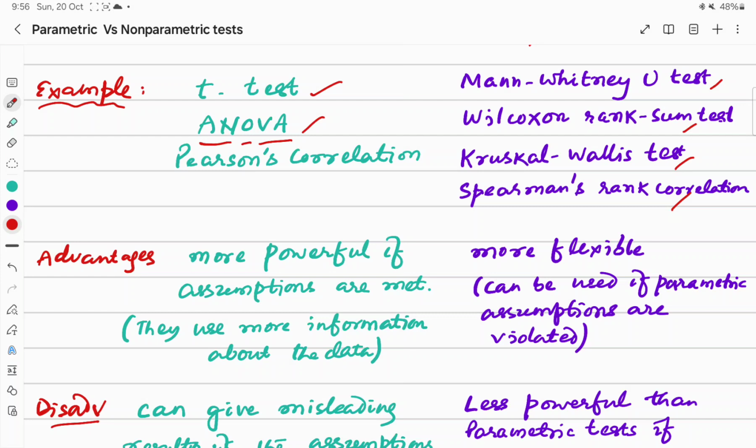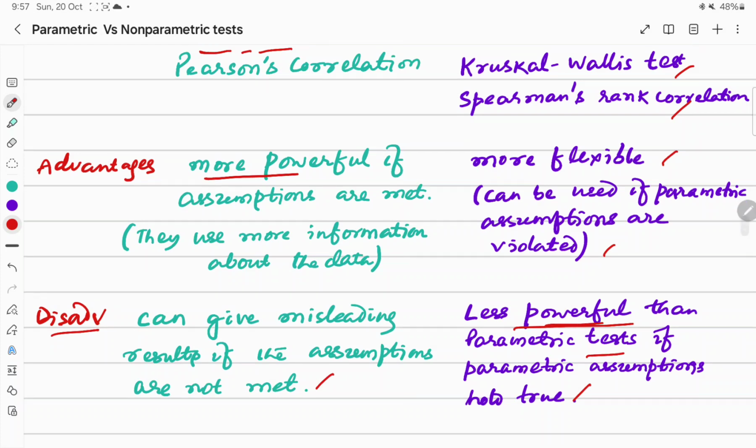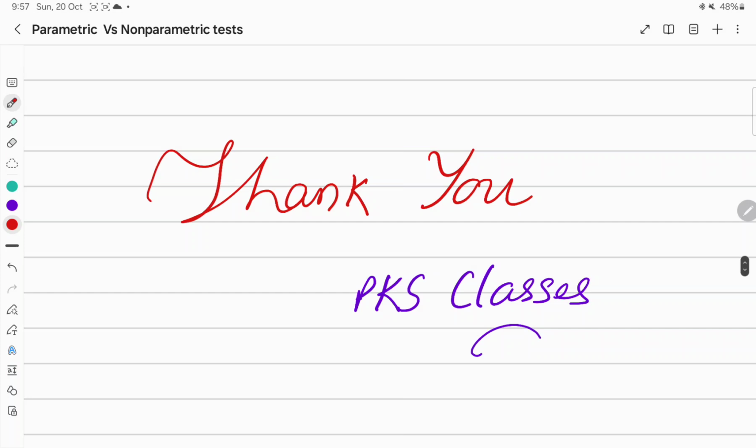And the advantage of non-parametric tests: more flexible, can be used if parametric assumptions are violated. Disadvantage: parametric tests can give misleading results if the assumptions are not met, and non-parametric tests are less powerful. So parametric tests are more powerful, non-parametric tests less powerful than parametric tests if parametric assumptions hold true. So if assumptions are true, then we should use parametric tests, not non-parametric tests. So this is all about the difference between parametric and non-parametric tests.